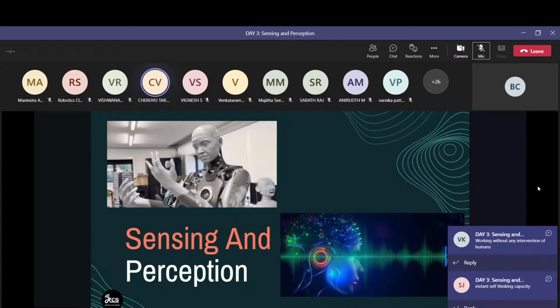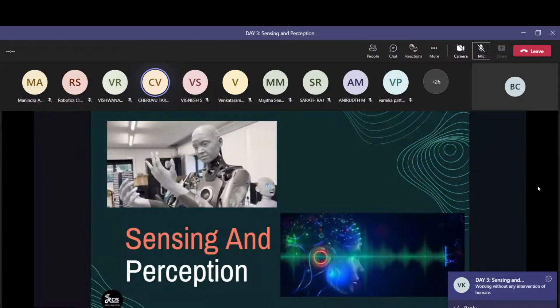So if the robot can also do the same work, like sensing and perception, if a robot can identify the changes in its environment, and if it can react to those changes immediately, like taking some action, then you can say that a robot is useful. We can't simply have a robot sitting with us, not doing any work, right? It's not good. We expect something high from a robot, right?